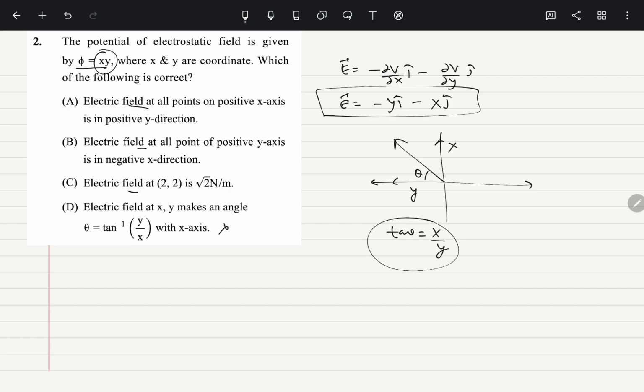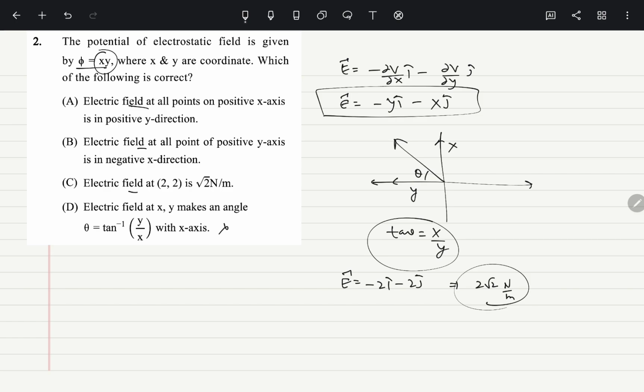Electric field at (2, 2) is root 2, which is also not correct, because electric field at (2, 2) is minus 2 i cap minus 2 j cap. Okay, and if we calculate the magnitude, it will come as 2 root 2. Right, so that is also wrong. Now we just need to check the direction.